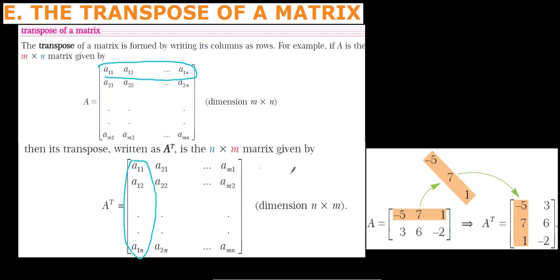Also, there is one simple example here. A is equal to 5, minus 5, 7, 1, and the transpose of this matrix, A transpose, is going to be minus 5, 7, 1 written down as a column. This row is written as a column, and as you see, 3, 6, and minus 2 are written as a column here. This row becomes the column, and we get A transpose like this.